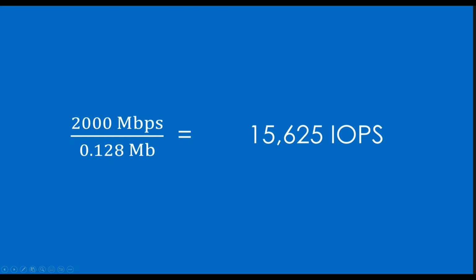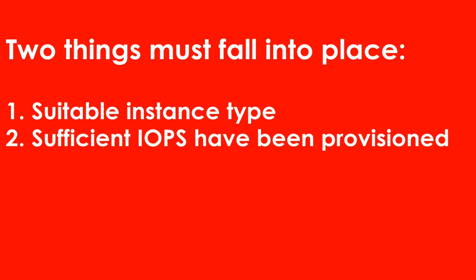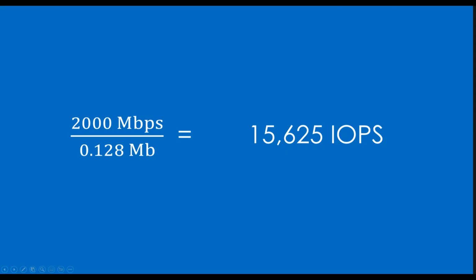So as we said, two things have to fall into place to get that maximum throughput. We've got to have the right instance class, and we've also got to have the IOPS in place to back up that throughput. We were just doing a quick calculation to work out how much IOPS we have to allocate. To achieve 2,000 megabits per second disk throughput on a volume, it would need 16,000 IOPS allocated.